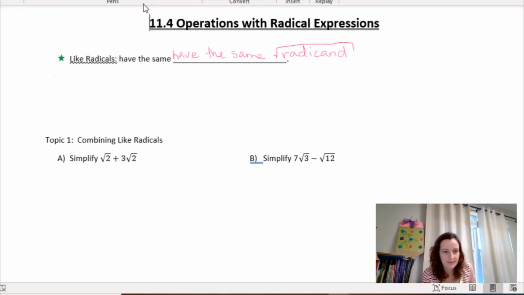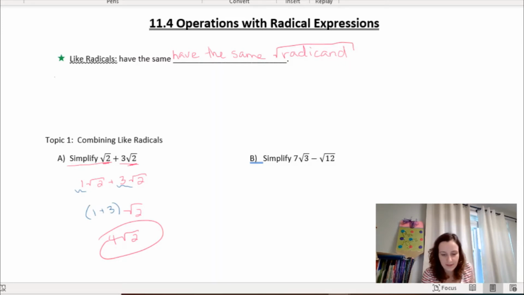So if I want to simplify the square root of 2 plus 3 square roots of 2, so if I have 1 square root of 2 and I want to add it to 3 square roots of 2, then you can add the coefficients, 1 plus 3, which you know is 4. So you will be left with 4 square roots of 2. That is how you can combine radicals with like radicands. Think of it as if you have x plus 3x, just treat the radicals as if they were variables.